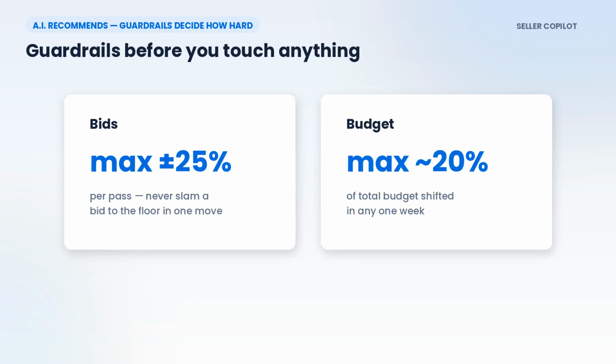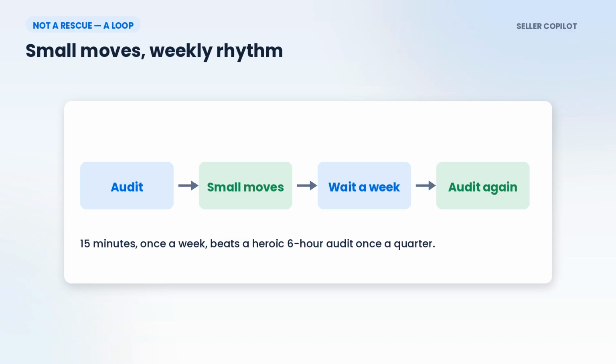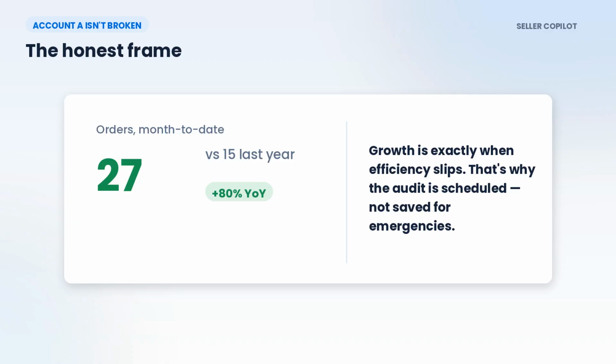2 guardrails before you touch anything, because AI will happily recommend violence. I never move a bid more than about 25% in one pass, and I never shift more than about 20% of budget in 1 week. Small moves, weekly rhythm. The audit isn't a one-time rescue, it's a loop. And the honest frame? Account A isn't broken, it's running almost double last year's order volume this month. Growth is exactly when efficiency slips, which is why the audit is scheduled, not saved for emergencies.